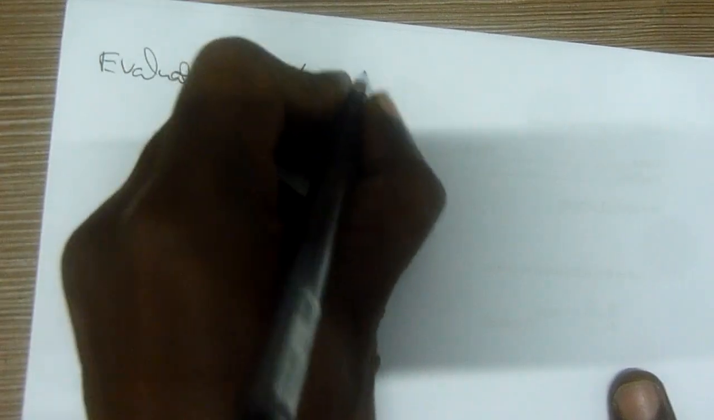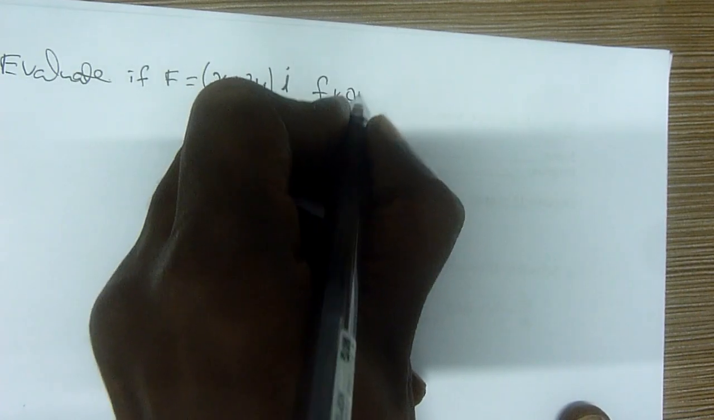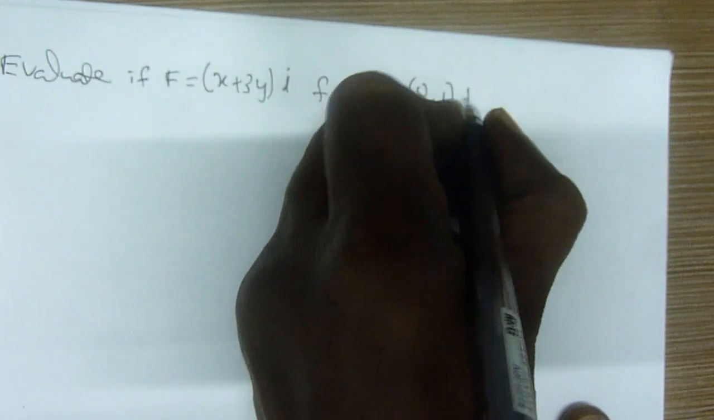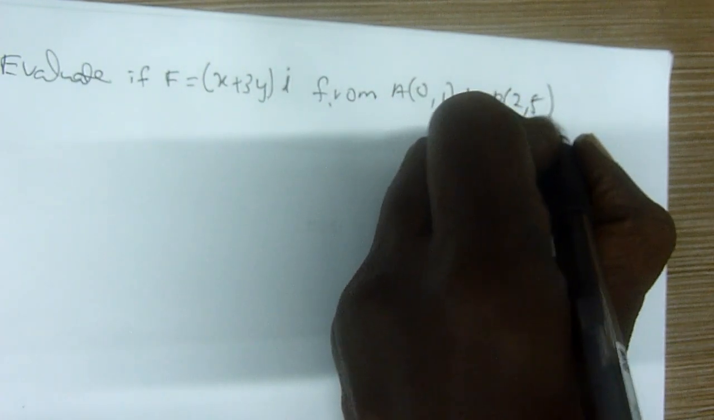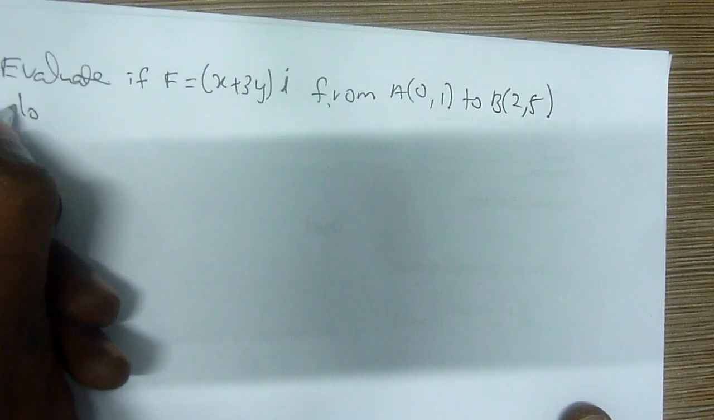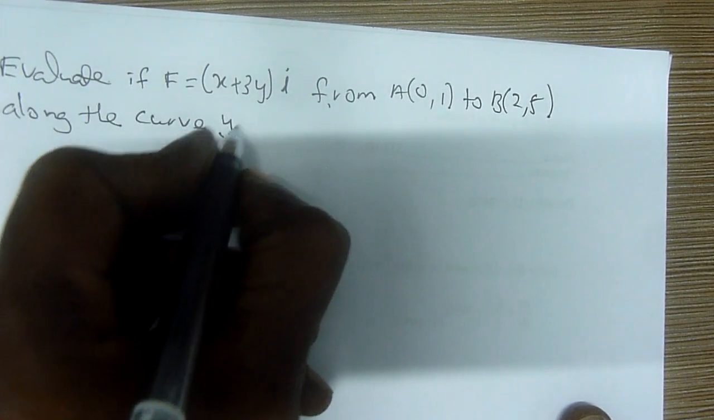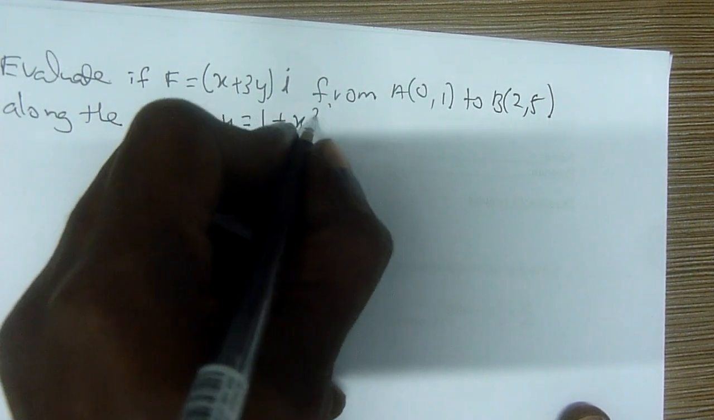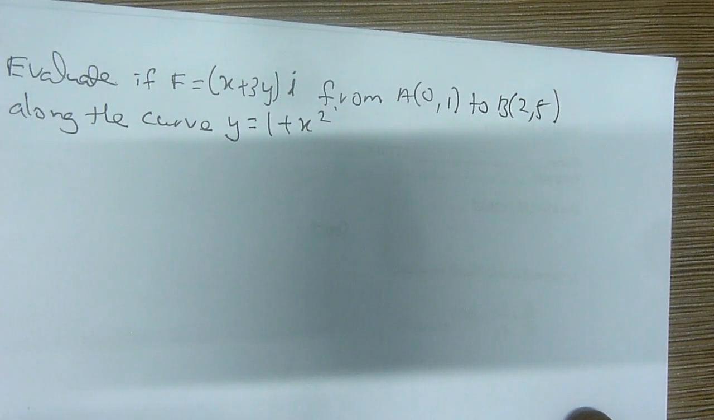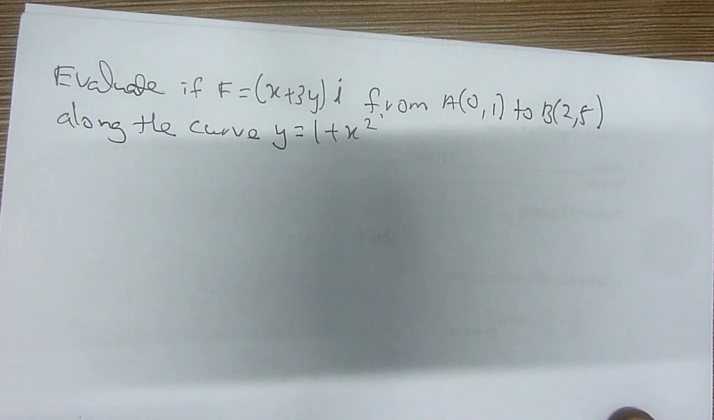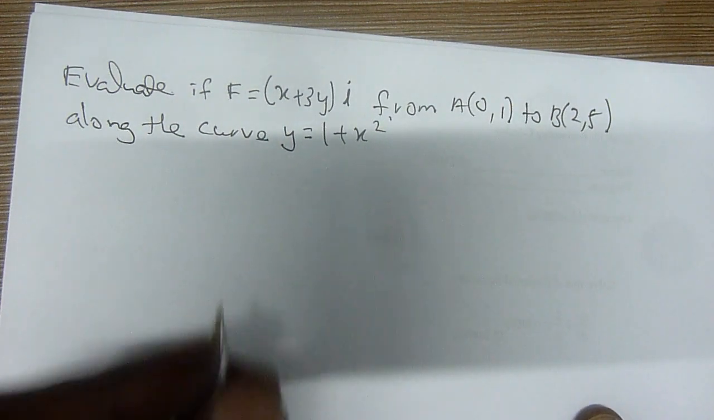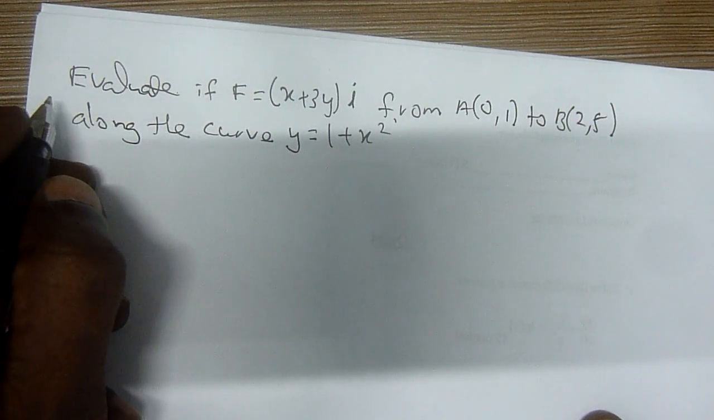Evaluate the work done if F = x + 3y i from A (0, 1) to B (2, 5) along the curve y = 1 + x². It's slightly different from what you learned before, but I just show you what the idea is. Let's say this is the example.